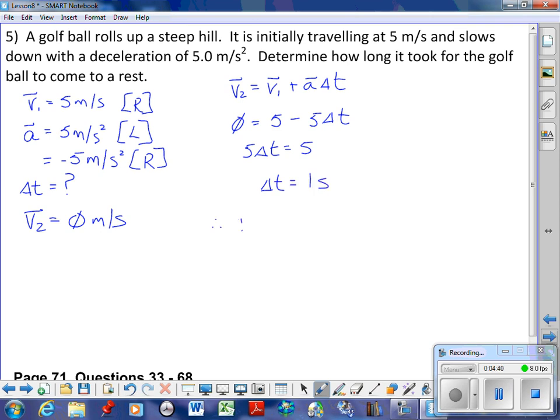So therefore, the ball will come to rest after 5 seconds. Oops, not 5 seconds, 1 second. There we are.